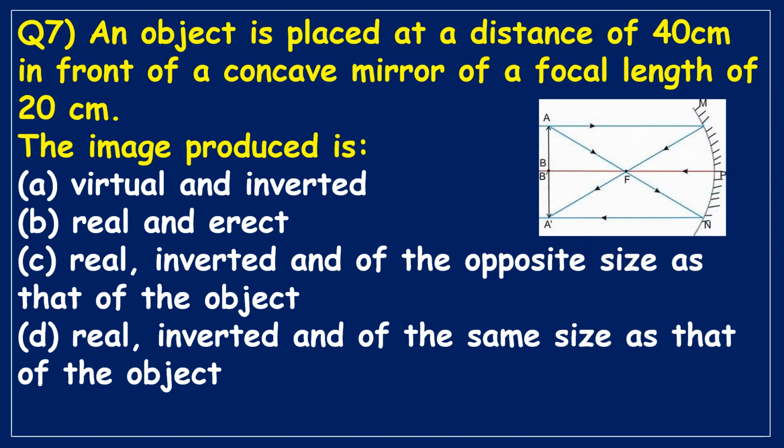If you see this picture, the object is here. If you bring these values into this picture, the focal length is 20 centimeters and the object is kept at 40 centimeters, which means the center of curvature. So the image is formed exactly at the center of curvature, of the same size. So your answer is option D, real, inverted, and of the same size as that of the object. Right?